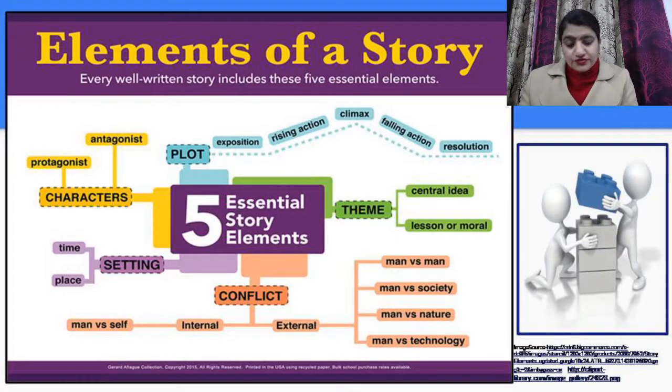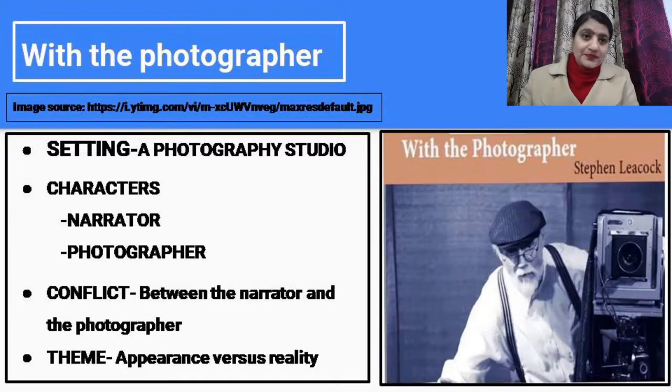Then the fifth element of the story is the theme or the central idea, which the writer of the story intends to communicate to his readers. So having said that, let us look at the story The Photographer from the point of view of these elements which I just talked about. The setting in the story is a photo studio, and there are just two characters, a narrator and a photographer. The conflict occurs between the narrator and the photographer, and the theme is that of appearance versus reality.